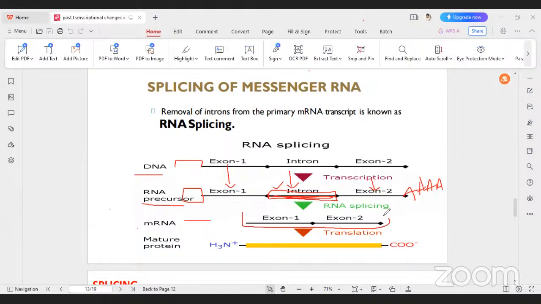From the mRNA, through translation, what is formed? Protein is formed, the yellow color protein. This is the splicing mechanism. What is involved in the splicing mechanism? Spliceosomes and snRNAs. Let's see the spliceosome mechanism.